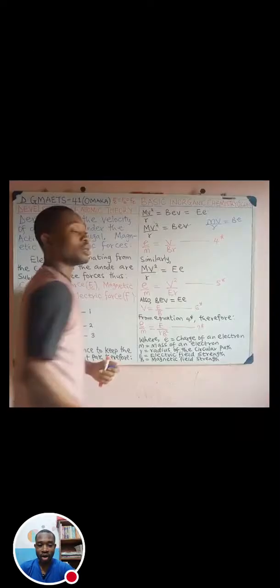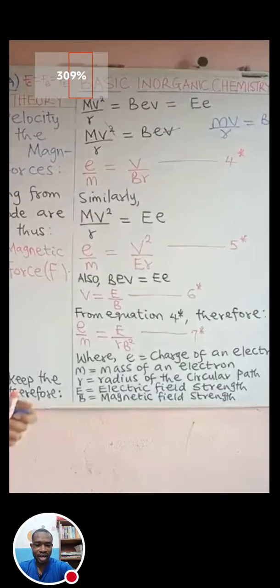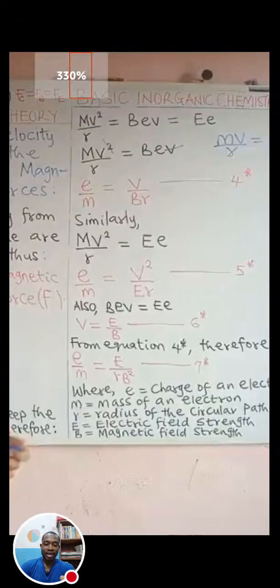You can take a look at equation 6 asterisk. V equals E over B. That E is the electric field in the unit of Newton per coulomb or volt per meter. And then we have B. Our B is the magnetic field in the unit of Tesla. Instead of Tesla, we can also use Weber per square meter.